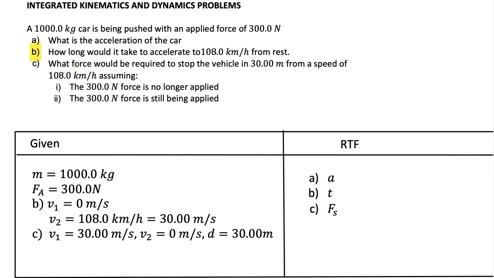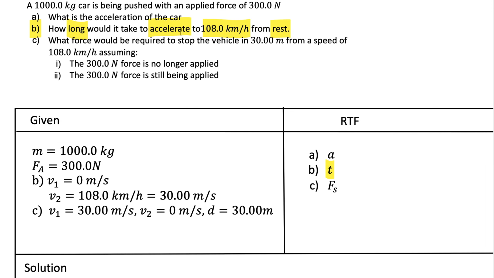But when we take a look at part B, it's asking how long. Now, how long is a measurement of time, which is a kinematics thing. And we're asked to figure out how long it'll take to accelerate to 108 kilometers per hour from rest. Part B is a kinematics problem, which requires kinematics information. The key takeaway is we know that it accelerates to 108 kilometers per hour from rest, which means our V1 is 0 meters per second, rest, and our V2 is 108 kilometers per hour, which is 30 meters per second when you put it in the proper units.